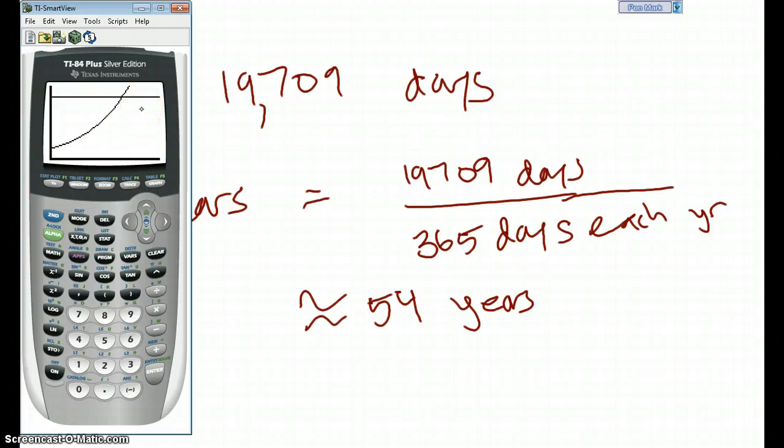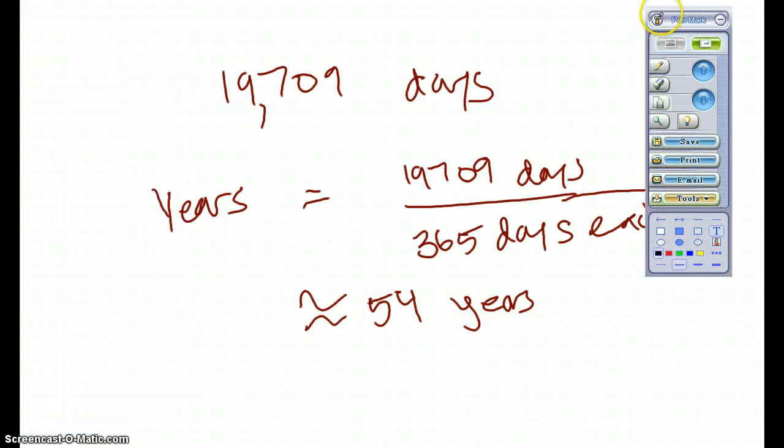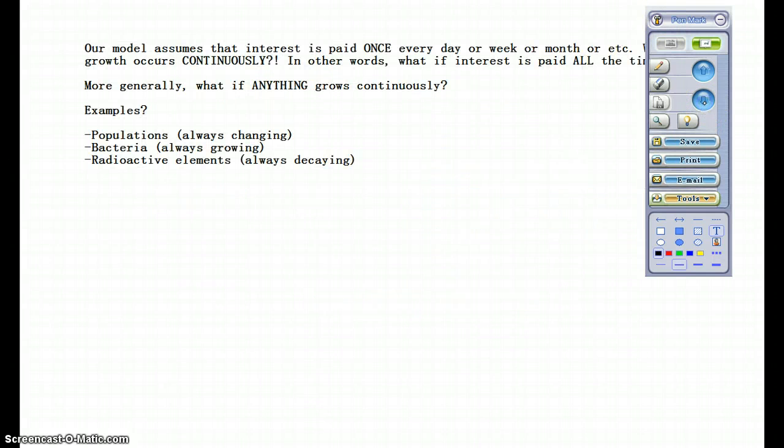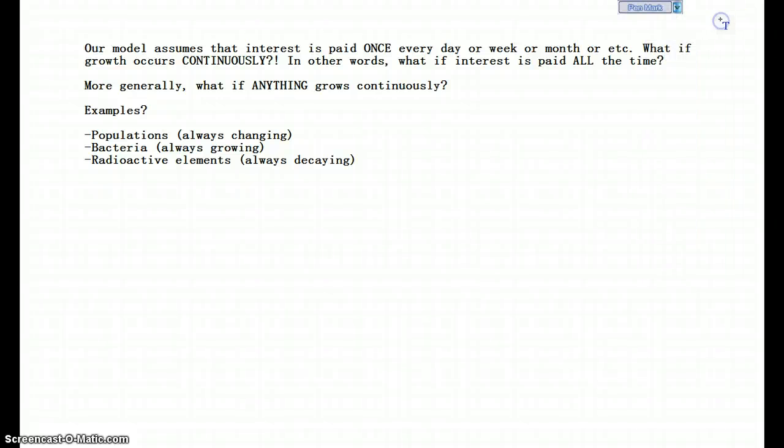Our calculator obviously has to do some work to find that. So since this is algebra, we will discover how to do that in the next series. Let's turn our attention to a couple of questions here. We notice that, first of all, our model, the one that we're using, assumes that interest is paid once every day or a week or a month, etc.